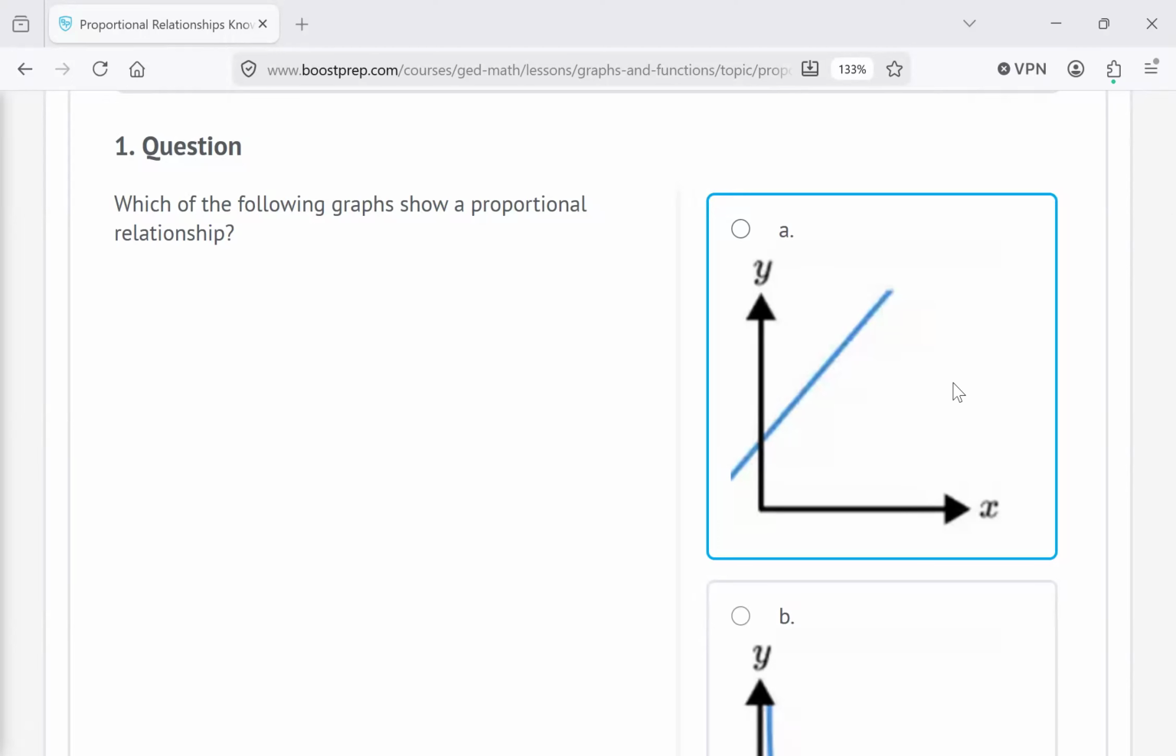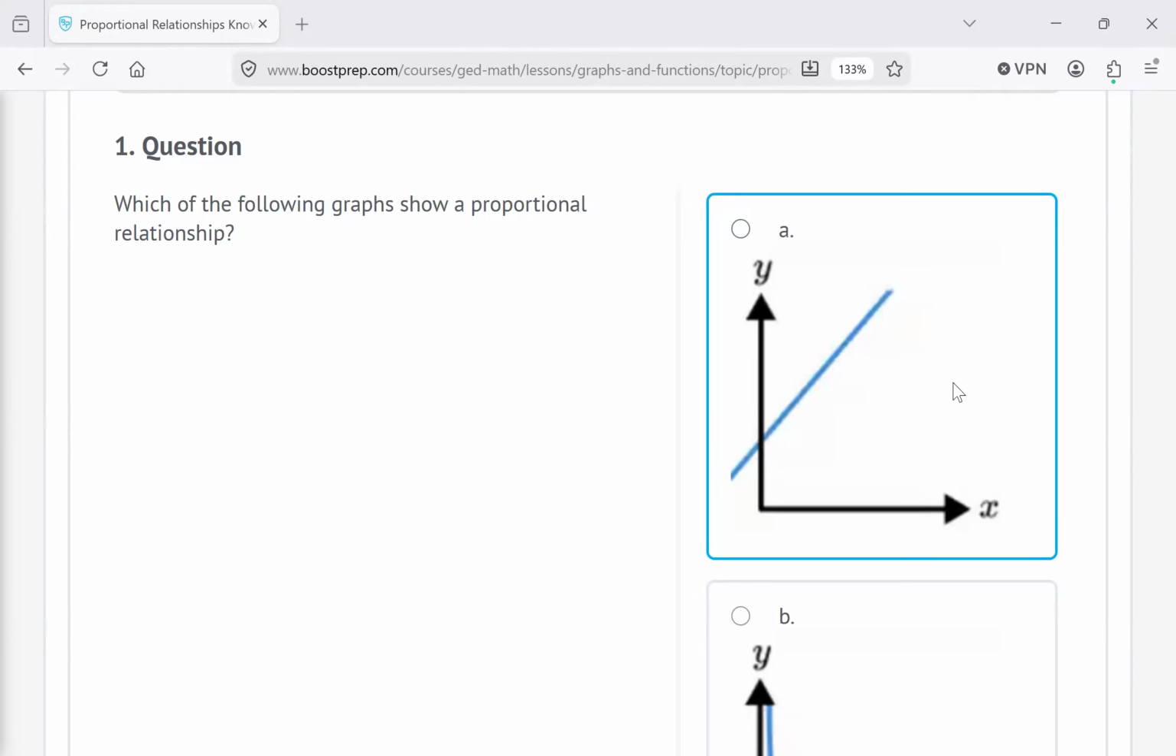Hello. In this math video, I will do a GED math video regarding proportional relationships. So let's talk about proportional relationships. Basically, a proportional relationship is a type of relationship between two quantities which change in such a way that their ratio remains constant.